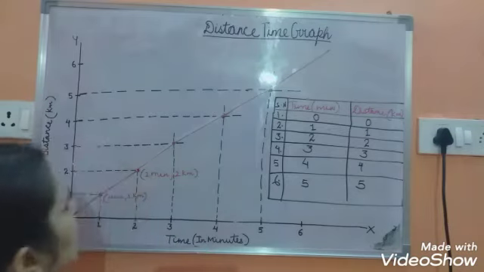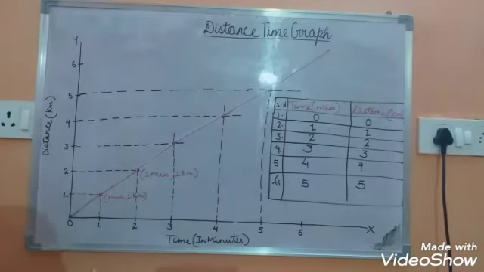First you have to take a graph paper and draw two perpendicular lines. One is the x-axis, that is the horizontal axis, and one is the y-axis, that is the vertical axis. This is the point O. O means origin, from where you start, where all the values are 0.